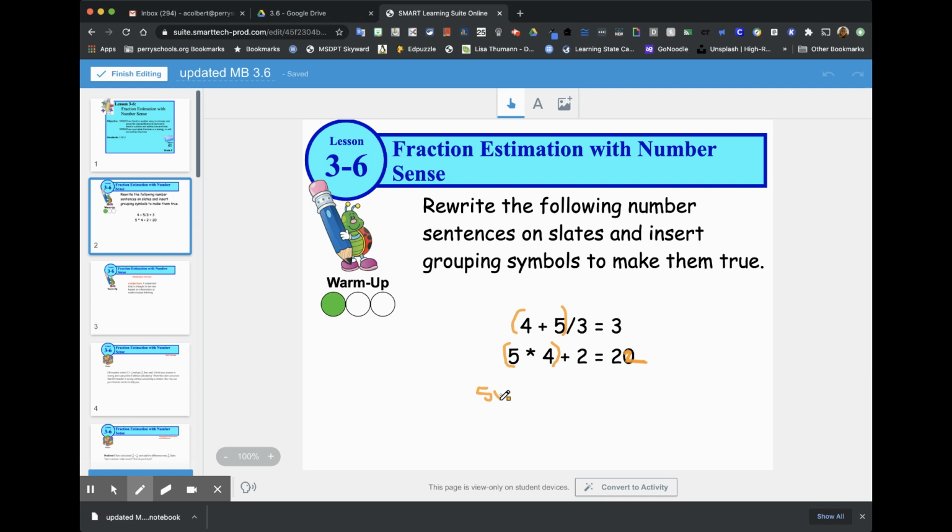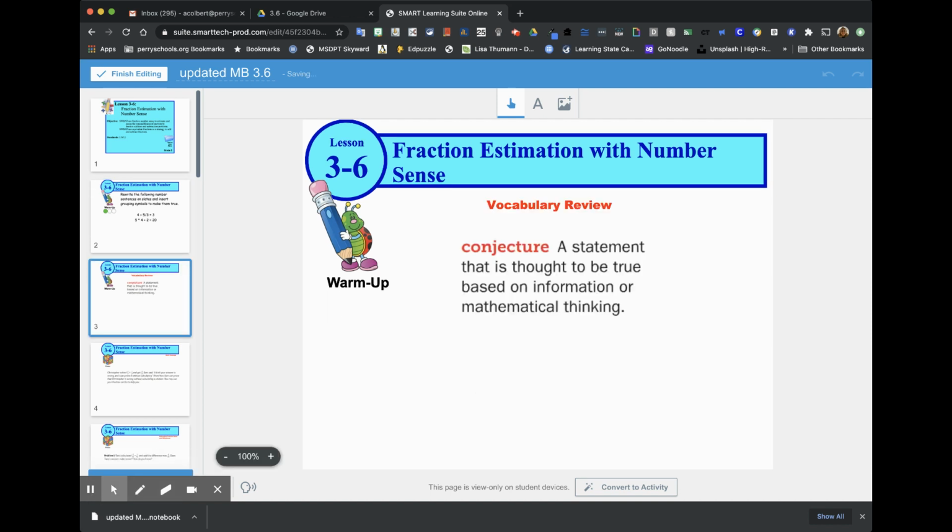If you did the parentheses or the grouping symbols like this, you would actually get 5 times 6, which would equal 30. So again, neither one of those would represent 20. So you would either get 22 or you would get 30. Again, I apologize for those errors. They happen.